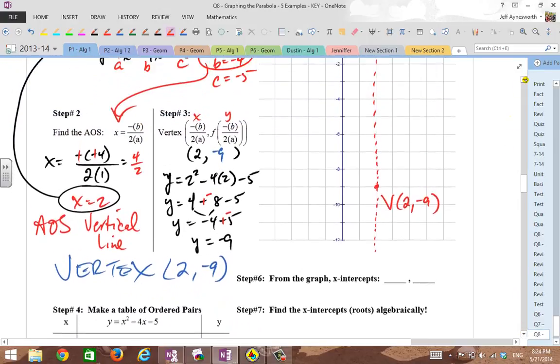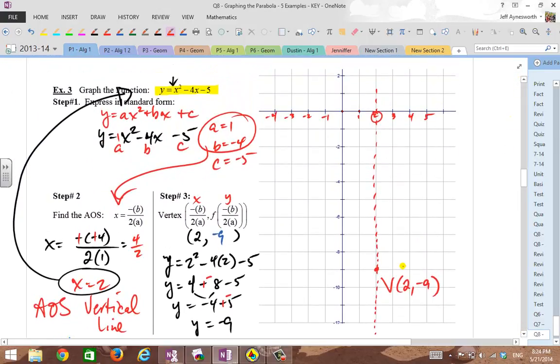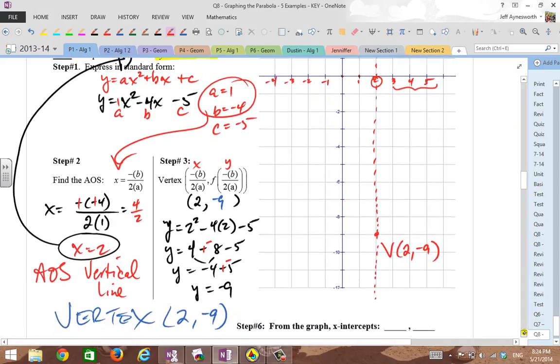Now, once you graph the vertical line, the axis of symmetry, and the vertex, you pick the points to the right, which are these points right here. I want to start my table at 3 because I need some points to the right so I can reflect them. So 3, 4, and 5. So let's go ahead and do that.